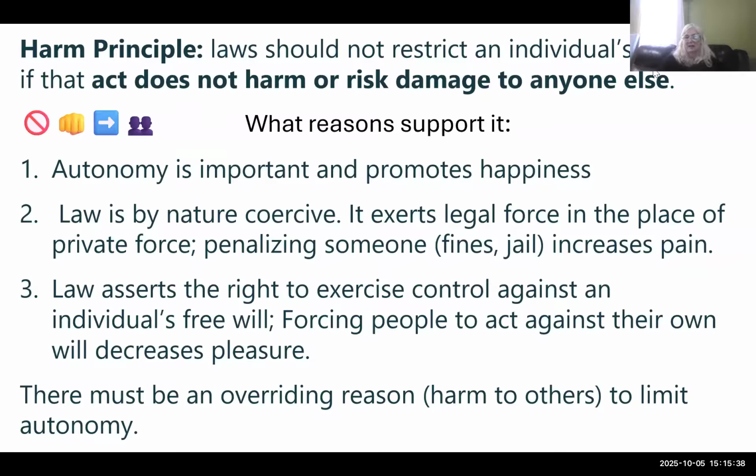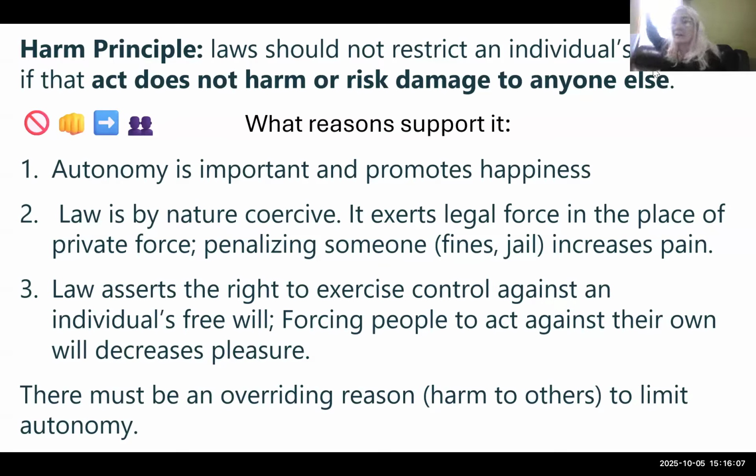Law asserts the right to exercise control against an individual's free will. Forcing people to act against their own free will decreases pleasure as well. So there must be an overriding reason, harm to others, to limit autonomy. And this is according to the harm principle. One way that we describe it is the right to swing your arm ends where your neighbor's nose begins.